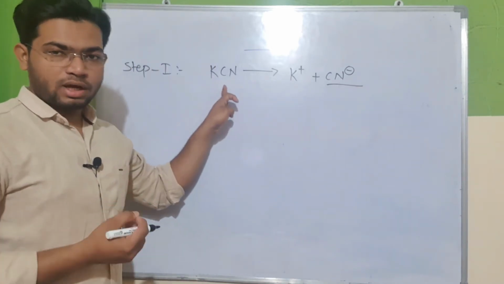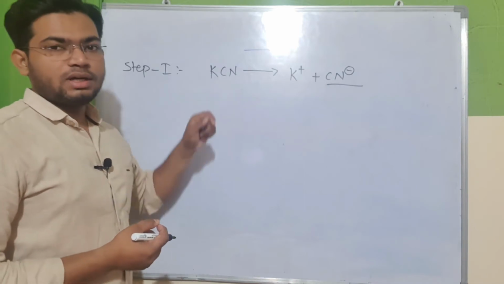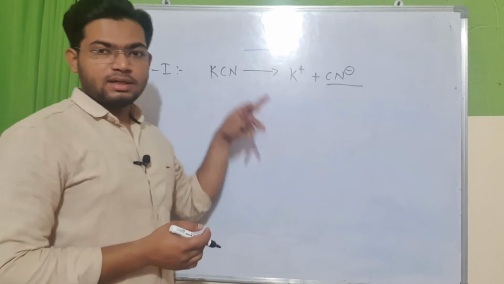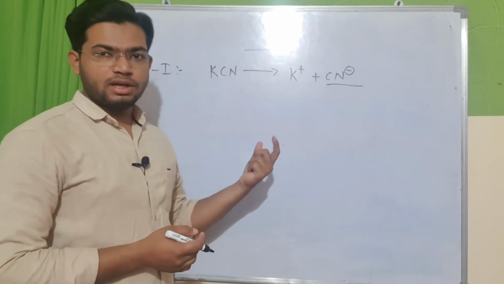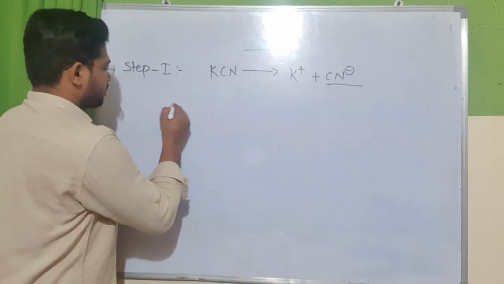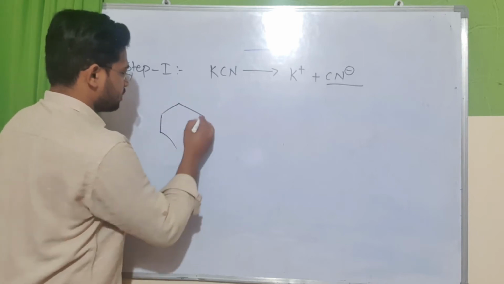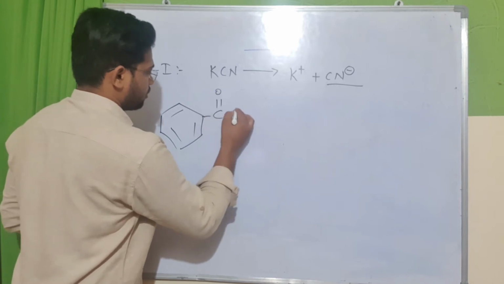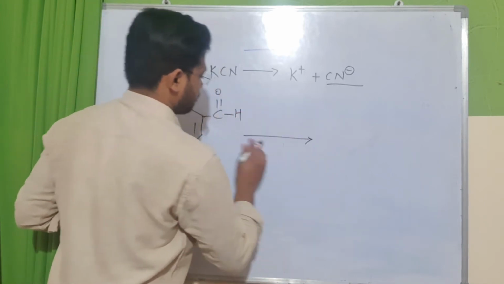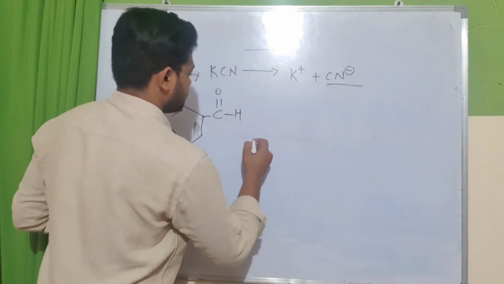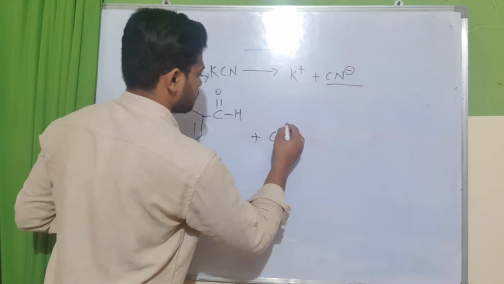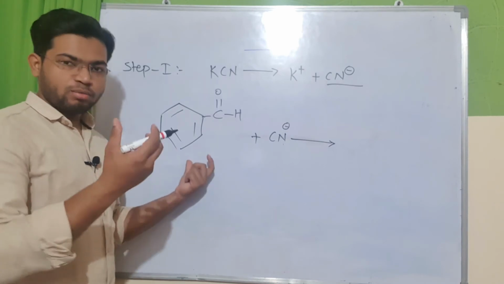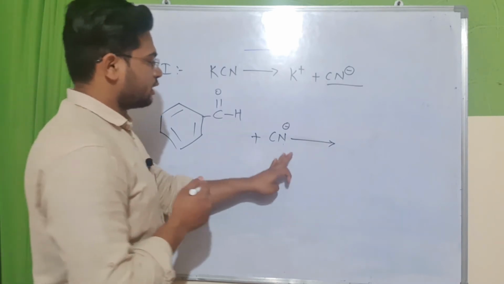Remember, I have told you earlier also, the catalyst only increases the rate of the reaction. It does not take part in the reaction. It just increases the rate of the reaction. So step one: the cyanide from the catalyst KCN attacks the benzaldehyde molecule. I will show it like this, plus CN minus. The reactant is benzaldehyde. The one molecule of benzaldehyde will react with the cyanide.